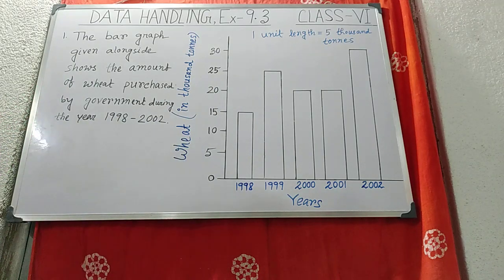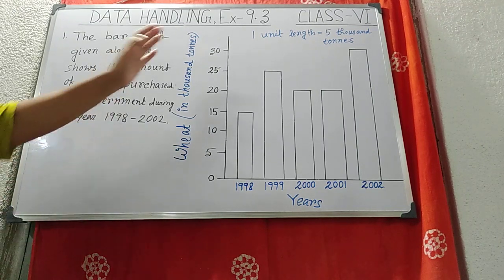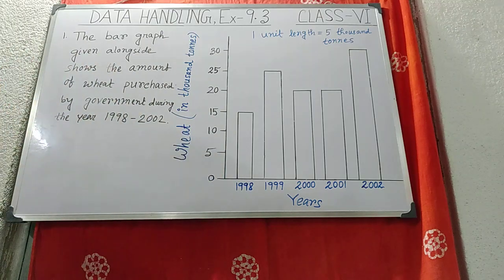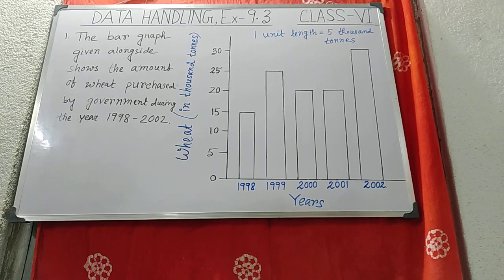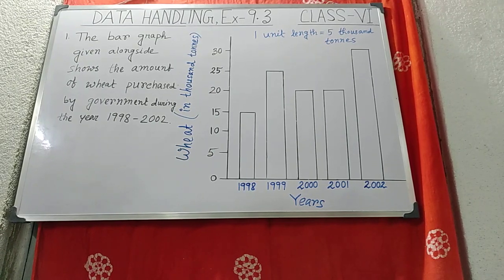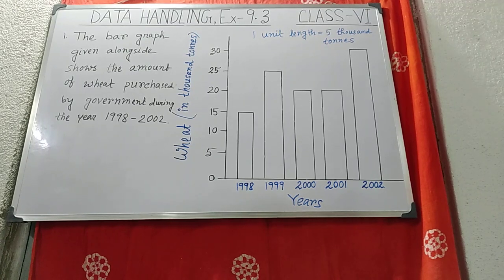So now some questions are given in question number 1. Read the bar graph and write down your observations. What we have observed from these bar graphs. First question is, in which year was the wheat production maximum?